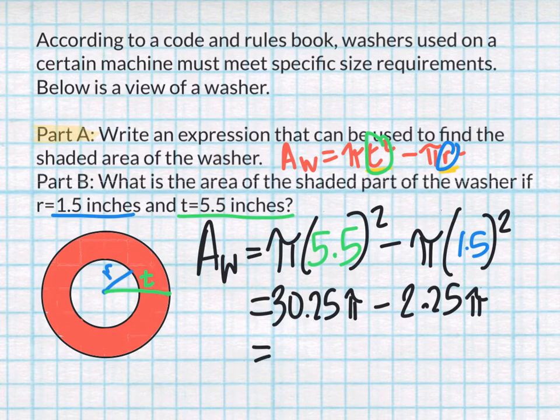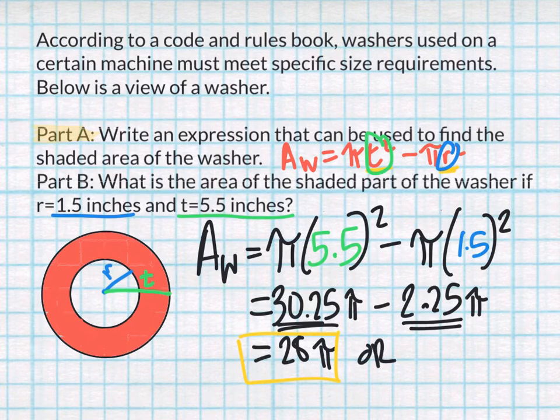So 30.25 minus 2.25. First I'm just going to subtract the numbers and keep it in terms of pi, and then I'll find the final answer without pi. So 30.25 minus 2.25 gives me 28 pi. So you are welcome to leave your answer in terms of pi if it's something easy like that. Or you can multiply that by pi, get a decimal value, and both of those are correct.